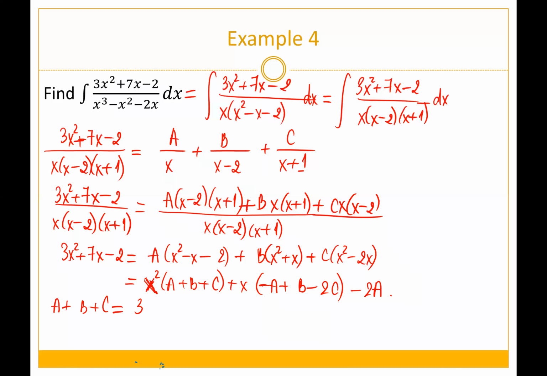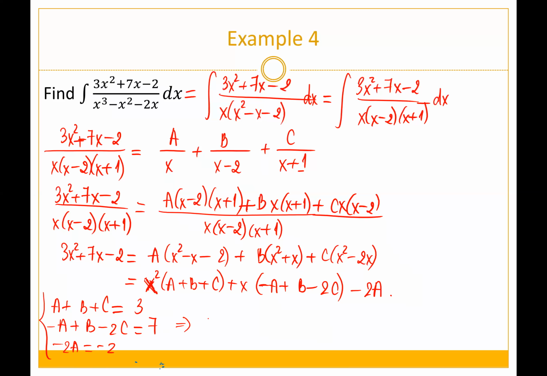In front of x squared on the left, you have 3 as the coefficient. On the right, that coefficient is a plus b plus c. So when you equate the two sides, a plus b plus c is equal to 3. Similarly, negative a plus b minus 2c is the coefficient in front of x, and that is equal to 7. And then you have negative 2a is equal to negative 2.